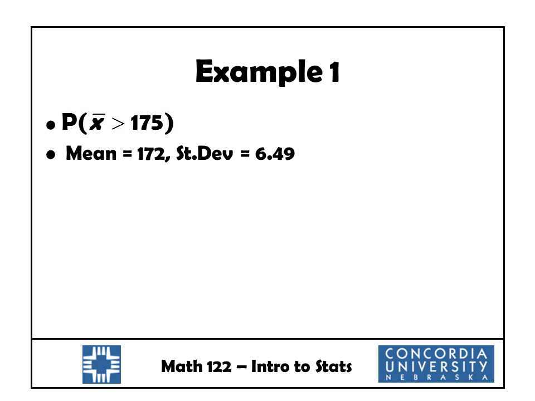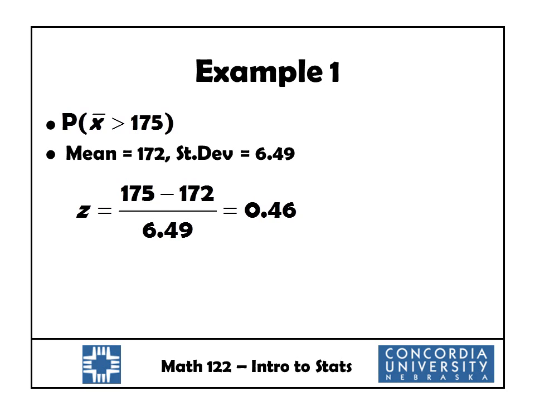So the question I want to know in mathematical terms is the probability that x bar is greater than 175. Again, that random variable is normally distributed, has a mean of 172 and a standard deviation of 6.49. So I'm working with a non-standard normal distribution problem. The first step is to convert everything over to z-scores. So I need to convert that number inside the parentheses over to a z-score. I take 175 minus the mean of 172 and divide by the standard deviation of 6.49. I do that arithmetic on my calculator, it comes out to be 0.46.